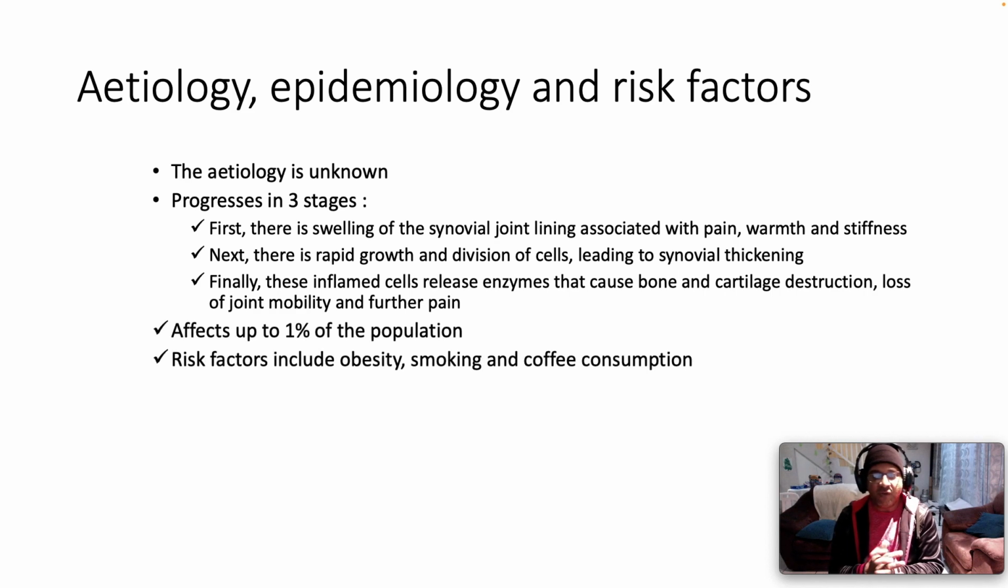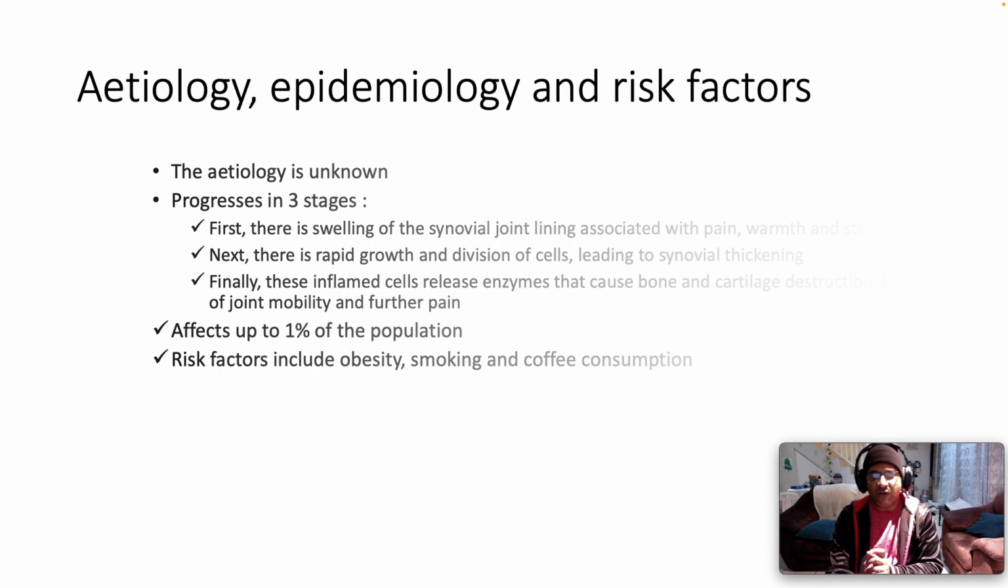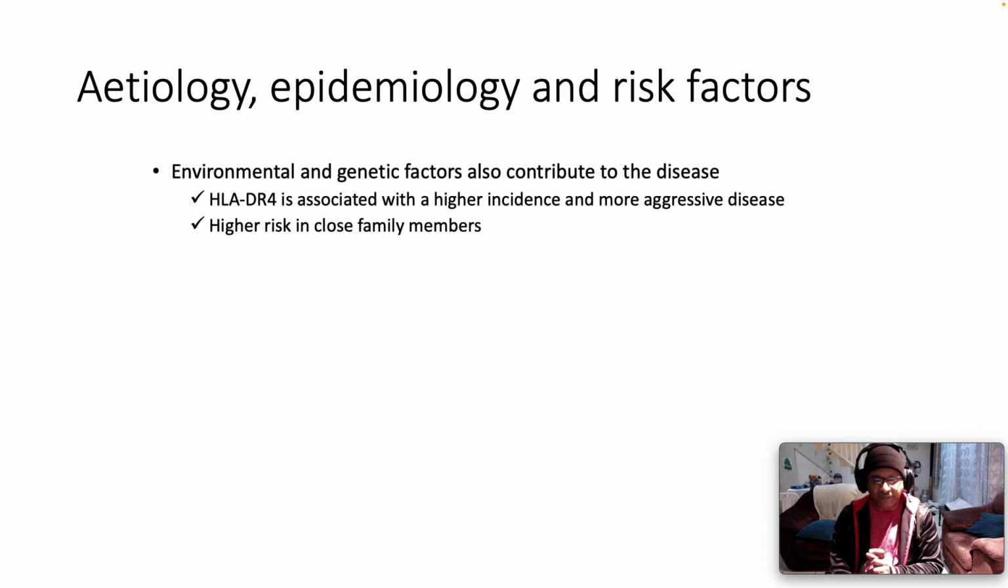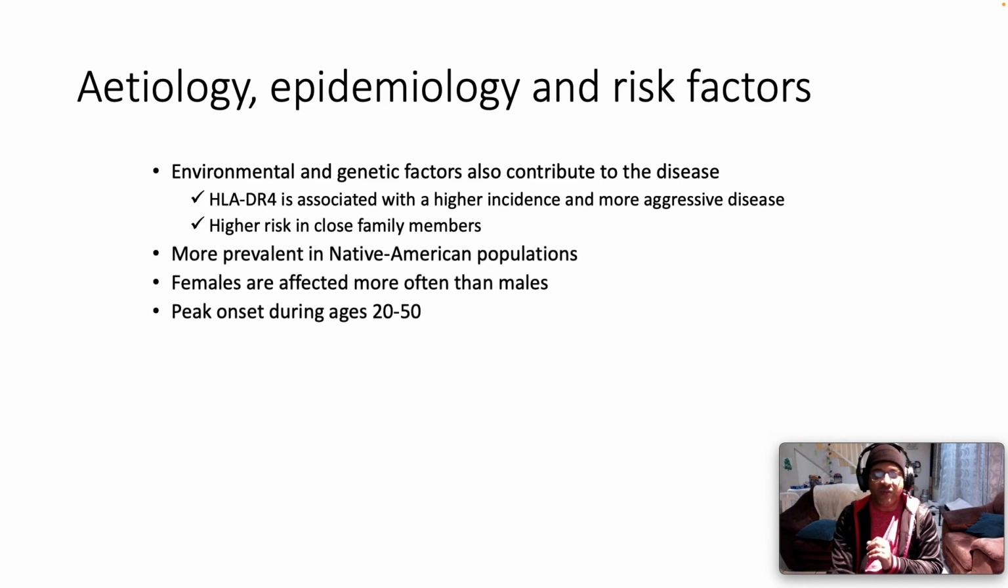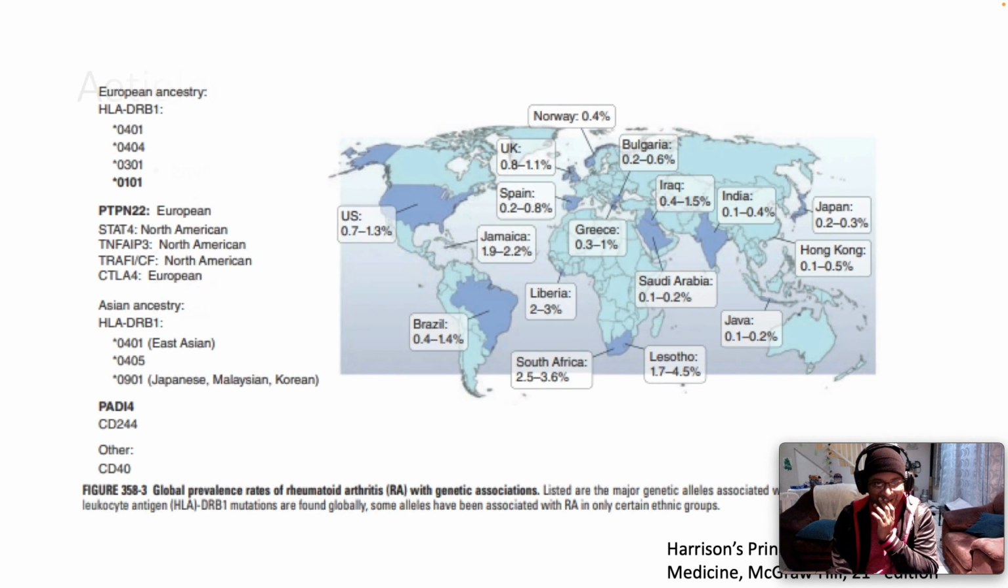It affects upwards of 1% of the population, and risk factors include obesity, smoking, and, interestingly enough, too much coffee. Environmental and genetic factors also contribute to disease. The genotype which has been associated with rheumatoid arthritis is the human leukocyte antigen DR4. HLA-DR4 is associated with a higher incidence and more aggressive disease. There's also a higher risk in close family members, most prevalent in Native American populations. Females are affected more than males. The peak age of onset is between 20 and 50 years old.